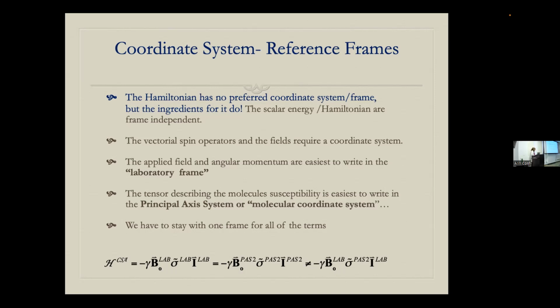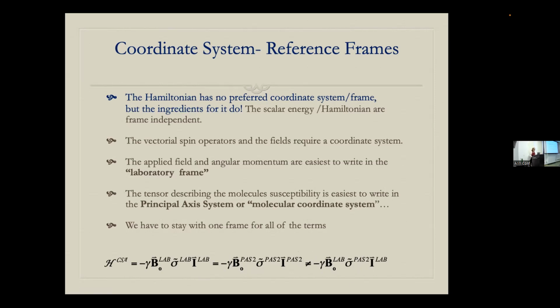But we need to write our Hamiltonian. We stay in the same frame all the way through, right? Now we just look at the thing on the bottom. The Hamiltonian can be written with everybody in the lab frame, and you should get the same answer if you write everybody in the coordinate frame of the molecule. You should get the same answer. There shouldn't be any difference. It's a scalar. But what you must never do is write spin degrees of freedom in the laboratory frame, where that's easy, and the molecule's response in its coordinate frame, where that's easy. That will give you nonsense.